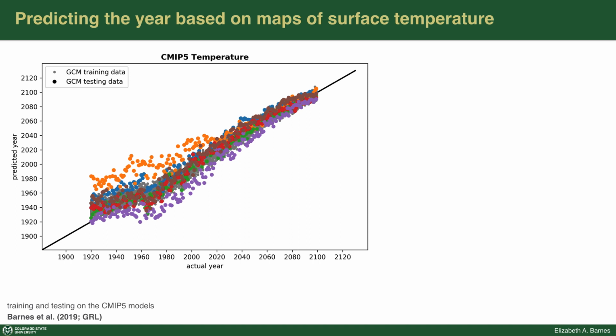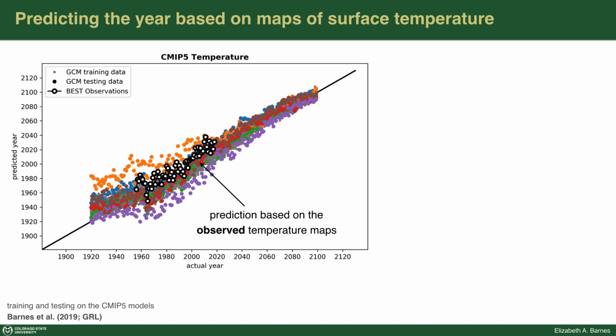Now, the neat thing with our setup here is the real world also has maps of temperature, and we can input these maps into our neural network and see how it does. Does it know what year these maps came from? And that's now shown as these white dots. What surprised us is that the neural network does a very good job at predicting the year from observed temperature maps. This implies that the patterns that it's picking up in the climate models are also present in the observations.